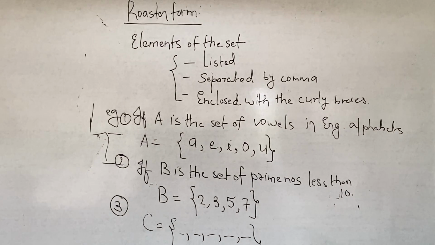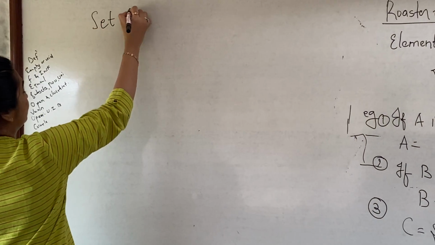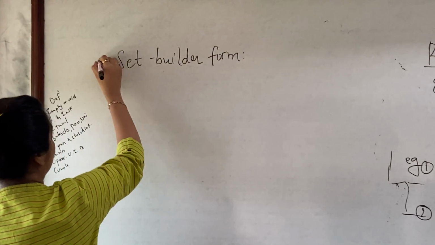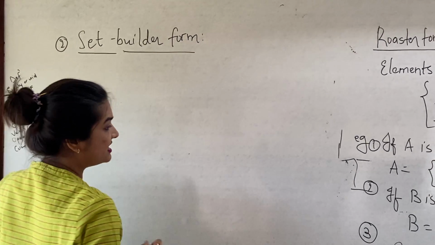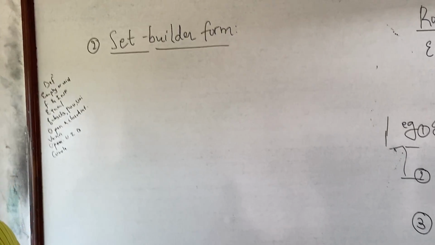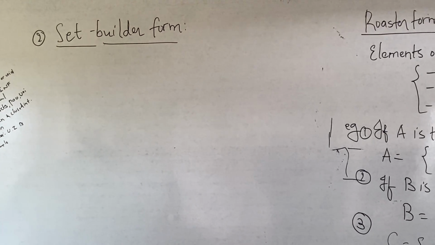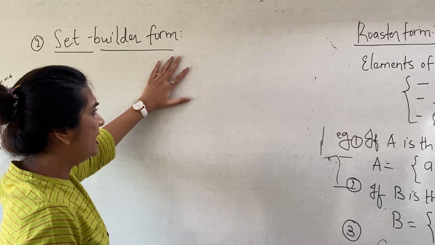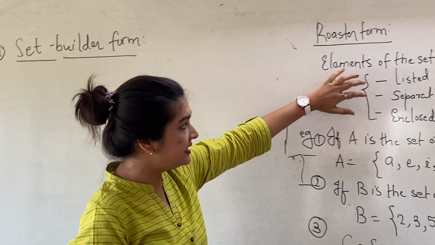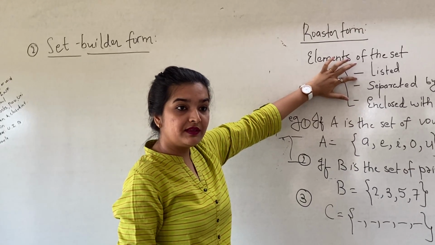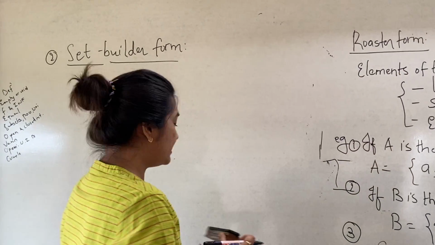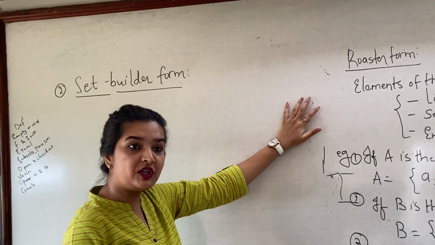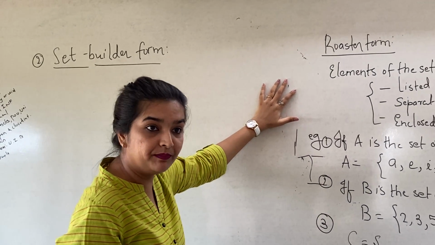Now next will be set builder form. Now in this particular form, instead of listing the elements, we write the elements by some special property. For example, if A is the set of vowels in English alphabets, then what will be its set builder form?